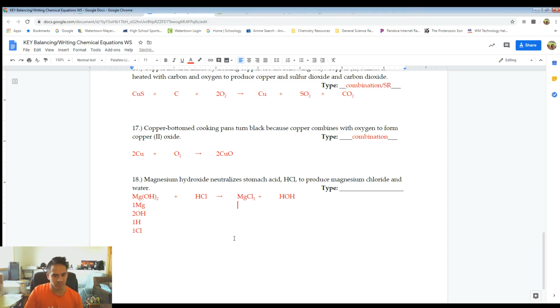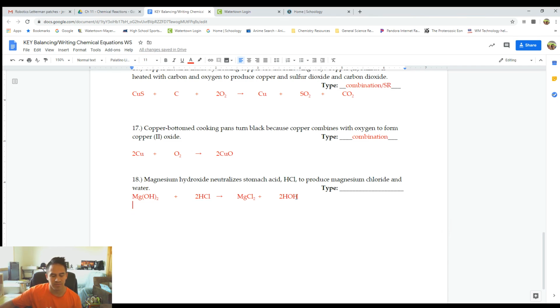On the right, we have 1 magnesium, 1 OH, 1 H, 2 Cls. All right, so magnesiums are good. OHs are not. We have 2 OHs on the left, only 1 on the right. Let's put a 2 there. That'll give us 2 OHs. That also gives us now 2 hydrogens, so on the left, our hydrogens are not balanced now, so we need to put a 2 here to give us 2 hydrogens. That will also give us 2 chlorines, but that balances with the 2 chlorines we already had over there on the right. So there is everything balanced out.